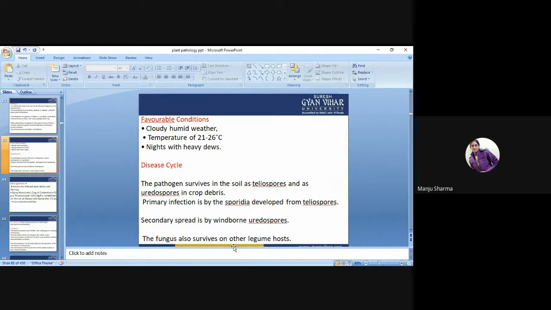Disease cycle: the pathogen survives in the soil as teliospores and as uredospores in crop debris. Primary infection is by the sporidia developed from teliospores. Secondary spread is by wind-borne uredospores, and the fungus also survives on other legume hosts.